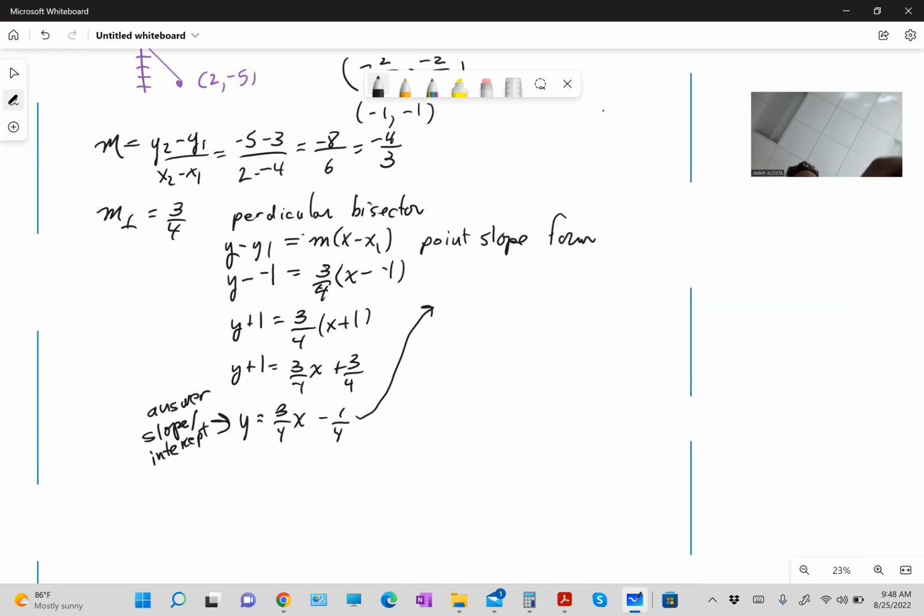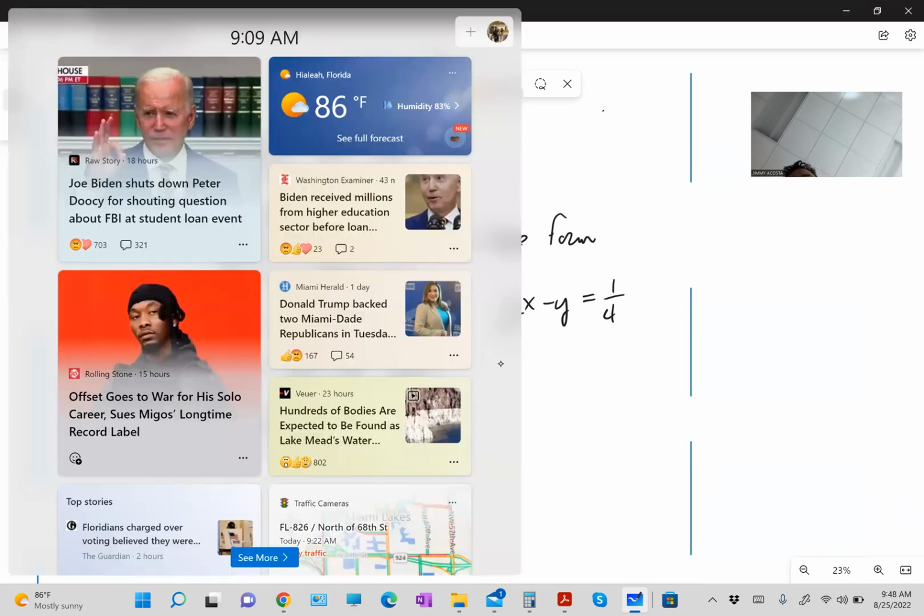If you want to write it in standard form, you just go ahead and rearrange it. So you have 3/4 x minus y equals 1/4. Notice what I did? And then you multiply everything by 4. So this comes out.